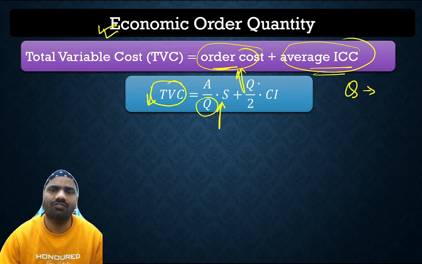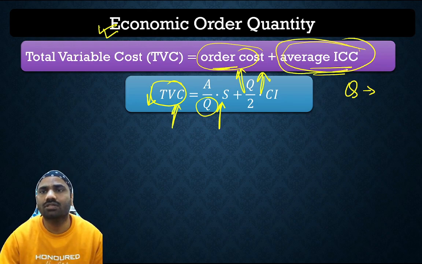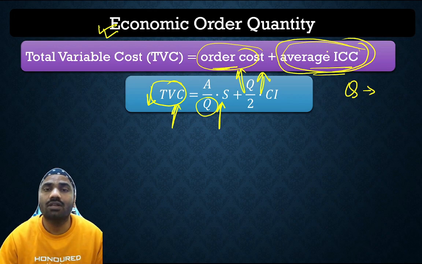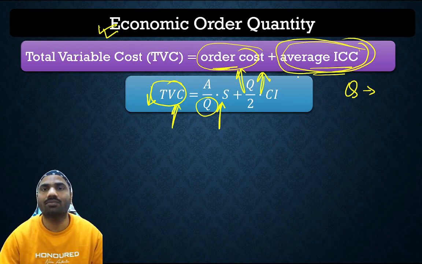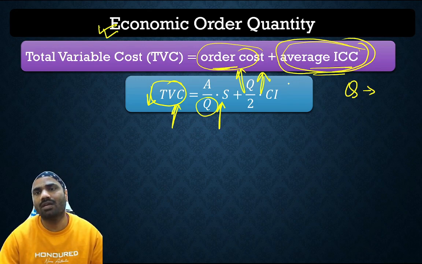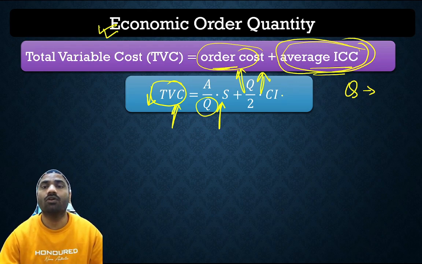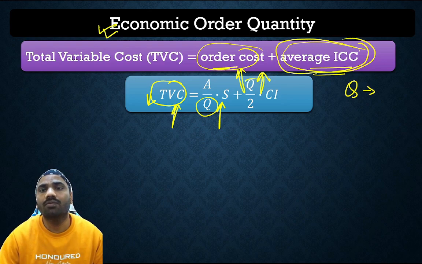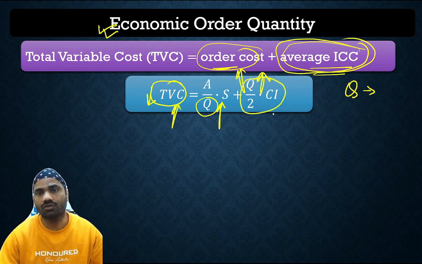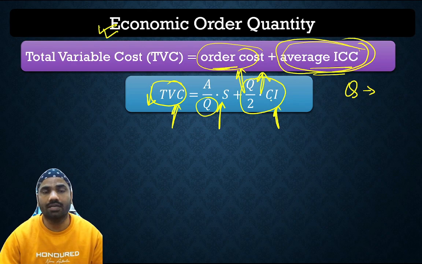On the other side, if you increase the order quantity, this total variable cost is increasing. Why is it increasing? Because average inventory carrying cost is increasing. If you order more, you have to carry that order, because it will take more time to consume. So you have to carry the quantity for a longer period, and there will be more inventory carrying cost. So you have to pay more inventory carrying cost.